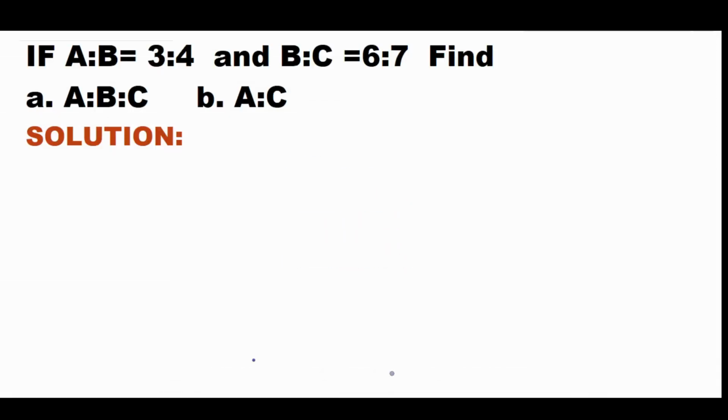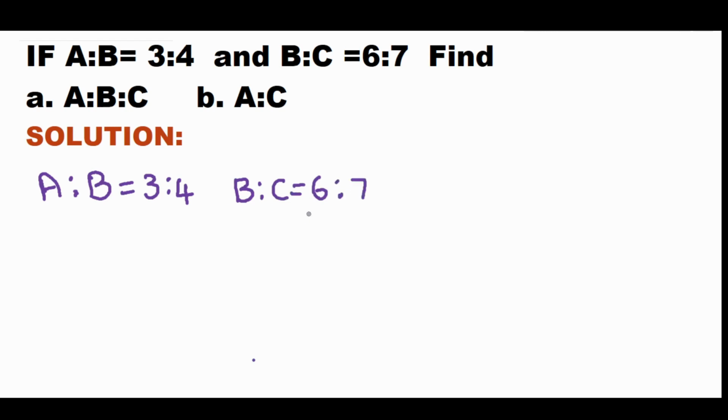The first problem is, if A is to B is equal to 3 is to 4 and B is to C is equal to 6 is to 7, find what is A is to B is to C. Next is what is A is to C. So first let's write what is A is to B now. A is to B, you have 3 is to 4 and B is to C, you have 6 is to 7.